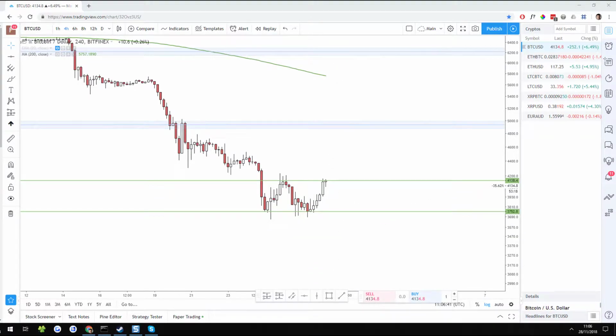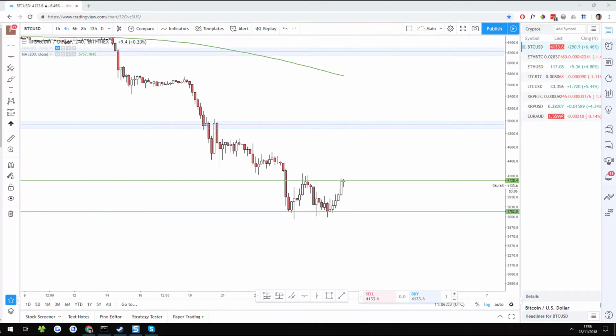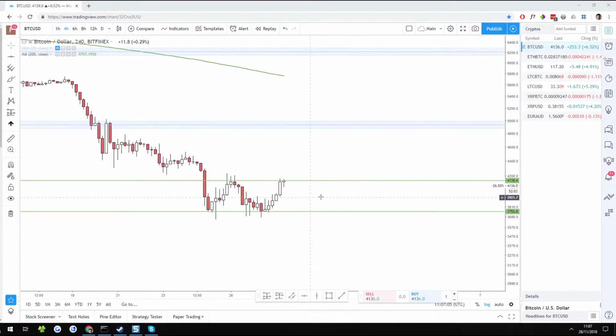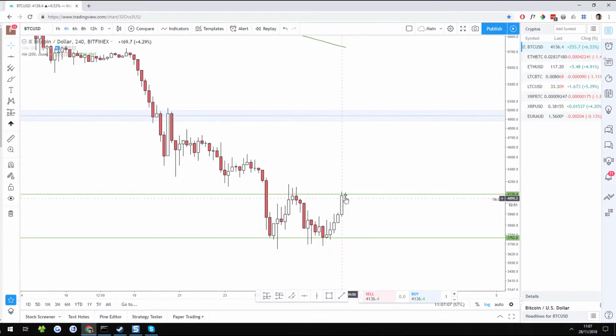So what is a range? A range is basically when price bounces between two areas. Now, to confirm a range, you want to have two bounces from the bottom of the range and two bounces from the top. Right now, we have two bounces from the bottom of the range. So price dropped down to here, came back up, dropped down to here, came back up. So that's two bounces from the bottom of the range. But we don't yet have two bounces from the top of the range. However, it looks like price is stalling out at the top of this range.